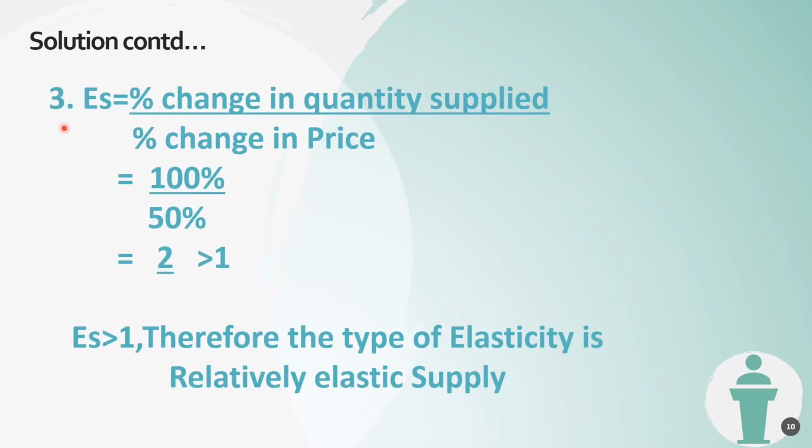The third step, elasticity of supply equals percentage change in quantity supplied divided by percentage change in price. In the previous slide, we saw that the percentage change in quantity supplied was 100% and the percentage change in price is 50%. So we have substituted that here. 100 divided by 50 is 2, which is greater than 1. We know then that when elasticity of supply is greater than 1, the type of elasticity is relatively elastic supply. So this has to be stated at the end of the problem.